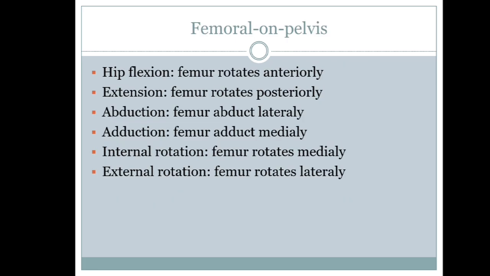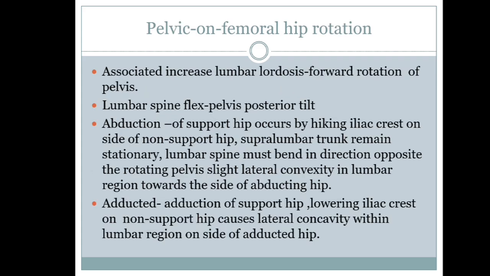So femoral on pelvis, hip flexion. With hip flexion, the femur rotates anteriorly. With extension, posteriorly. With abduction, the femur abducts laterally. With adduction, the femur adducts medially. And with internal rotation, the femur rotates medially. With external rotation, the femur rotates laterally.